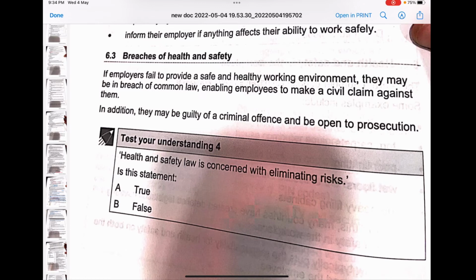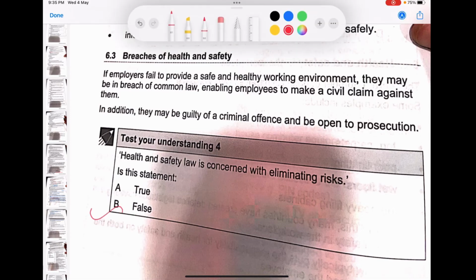Health and safety is concerned with eliminating risks. Is it true or is it false? It is false. Why? Because the media can sometimes give this impression that health and safety is about taking practical actions and controlling real risk. It is not possible to eliminate all of the risk. There are always risks. It's impossible to eliminate 100%. So the statement is false.